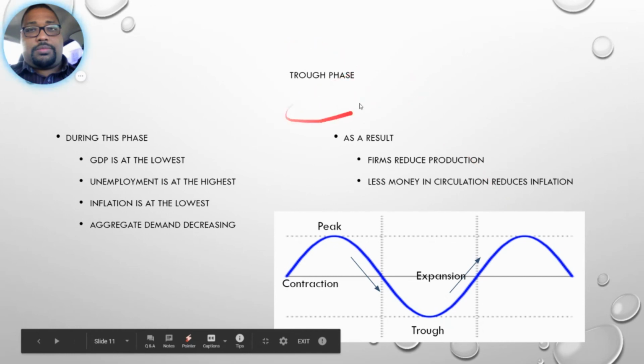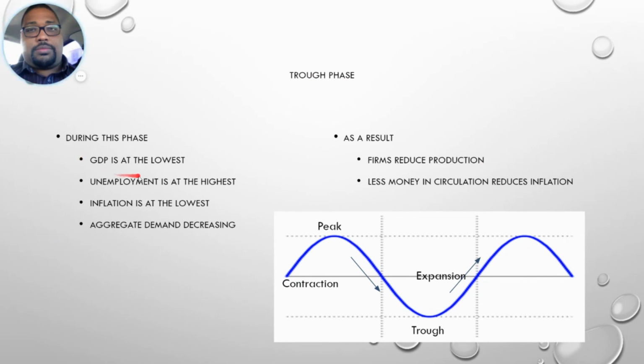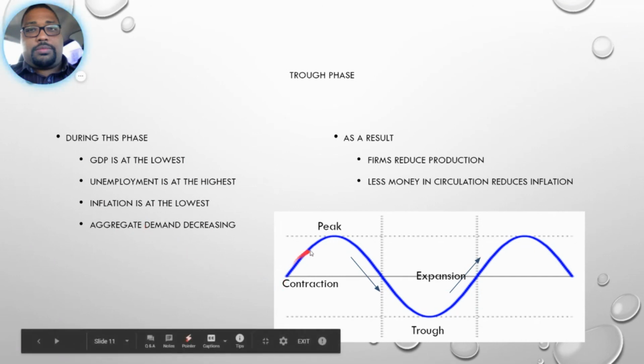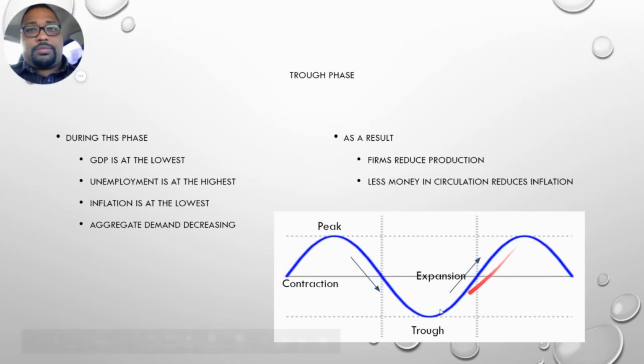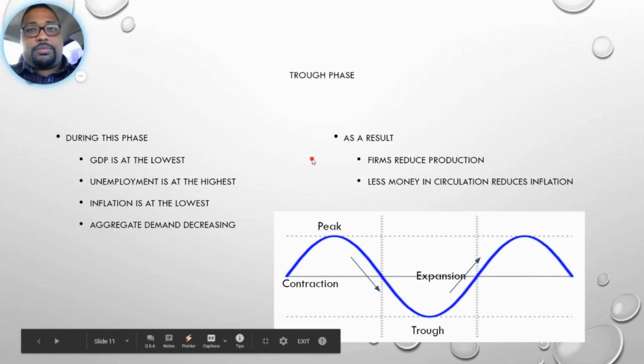And then the very final phase of the business cycle is what we call the trough. In this phase, the GDP is at the lowest, unemployment is at its highest, inflation is at the lowest, and total demand continuously decreases. So if we look at this, it's just your standard wavelength. You've got your peak, which is here. You've got your contraction. You've got your trough. And then you've got your expansion. The business cycle on a wavelength. Okay? Hopefully that should begin to explain things for you.